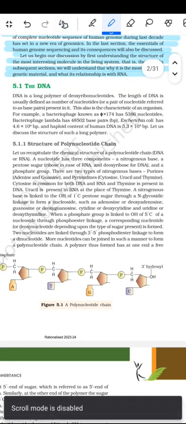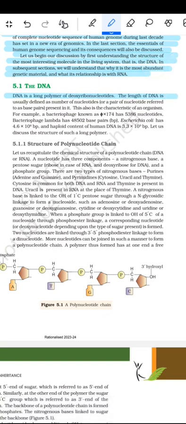So the DNA is a long polymer of the deoxyribonucleotides. The length of the DNA is usually defined as the number of the nucleotides, or a pair of the nucleotides, referred to as the base pair, present in it. This is a characteristic of an organism. For example, a bacteriophage known as phi X 174 has 5,386 nucleotides. Bacteriophage lambda has 48,502 base pairs. Escherichia coli has 4.6 × 10^6 base pairs, and the haploid content of the human DNA is 3.3 × 10^9 base pairs.